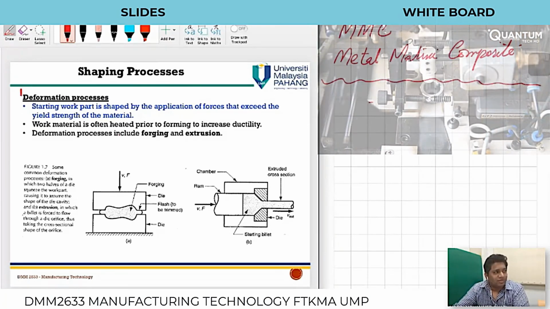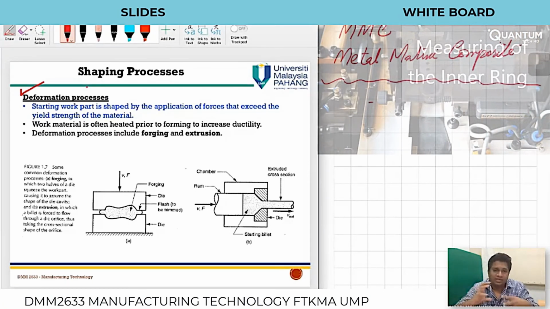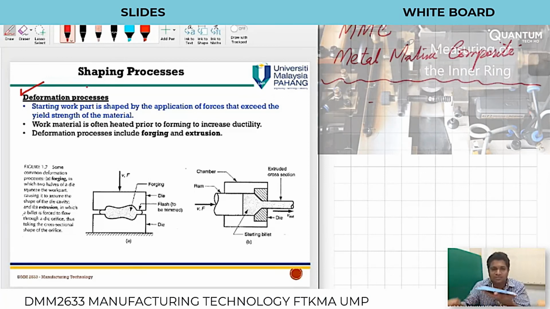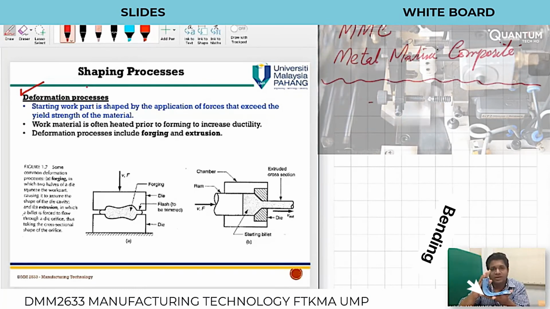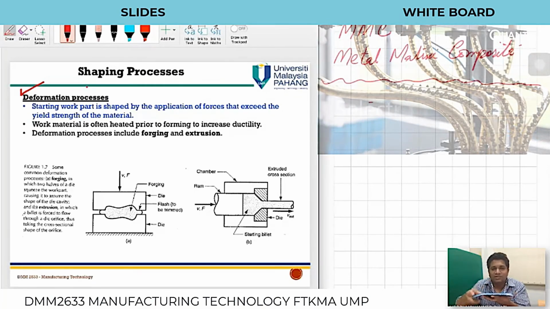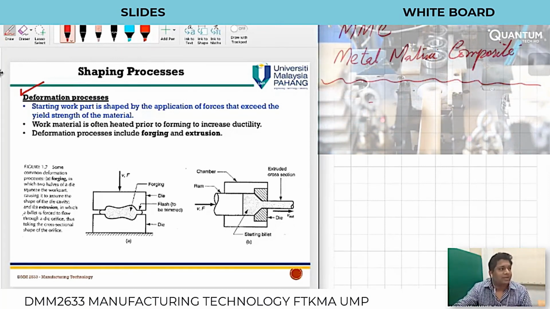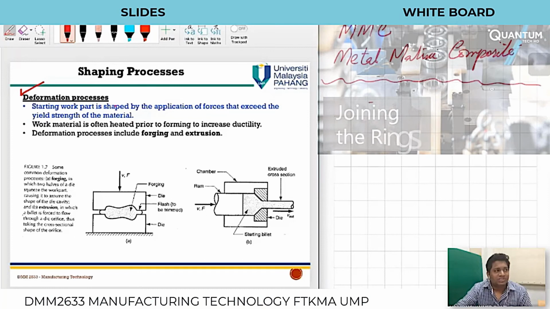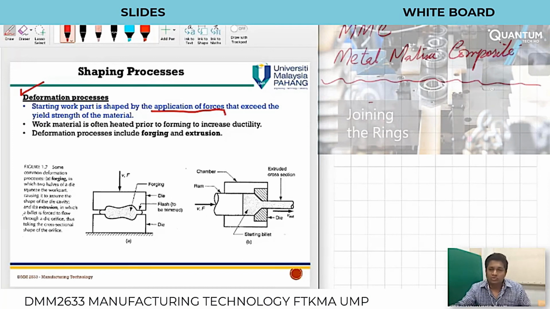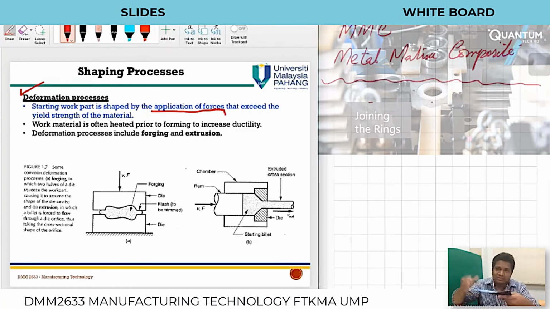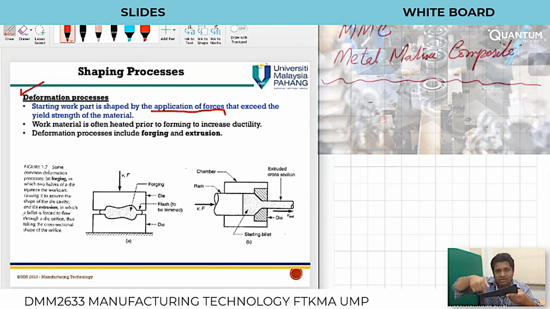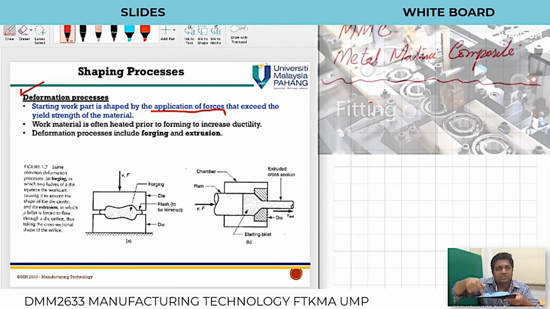Then we move to deformation process. Deformation means to deform. So this is a simple form. If I'm going to bend it, it is deformation. Bending is a deformation process. If I'm going to, let's say, completely roll it, then it is a rolling operation. So it is changing of shape, where the starting work part is shaped by the application of force. So using force, my hand is a force, and my hand is basically going to bend it. So this is deformation process.